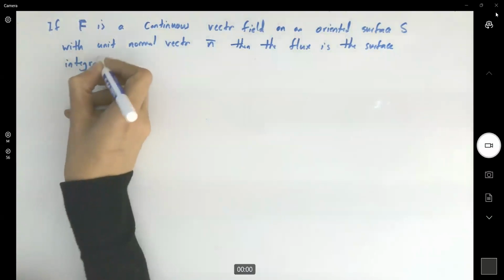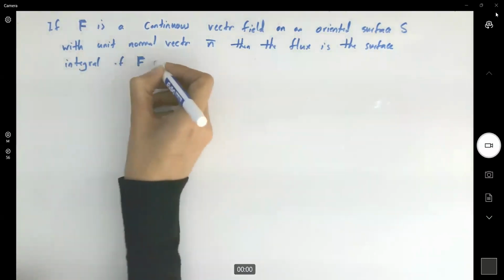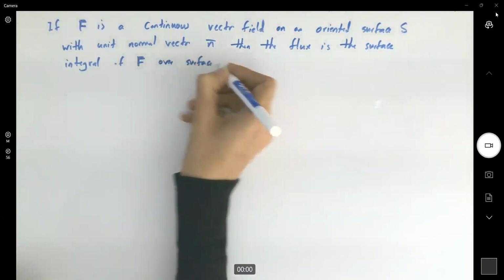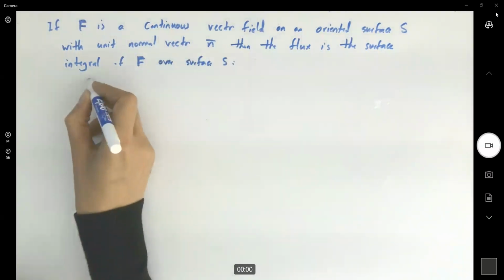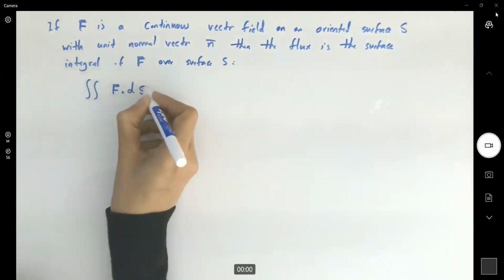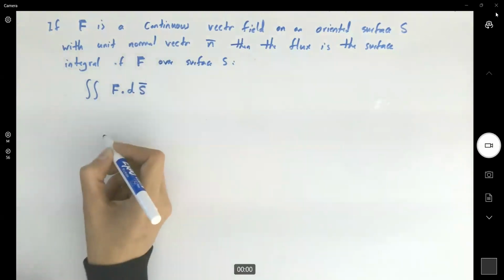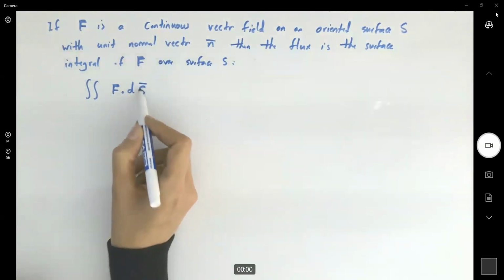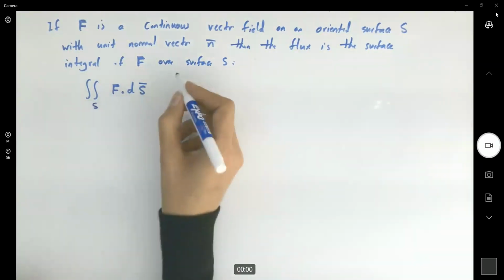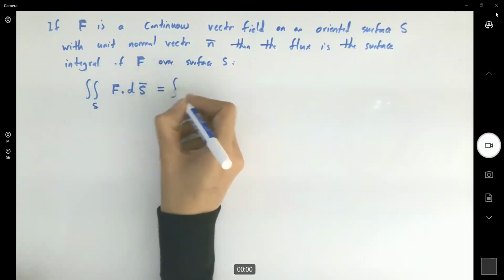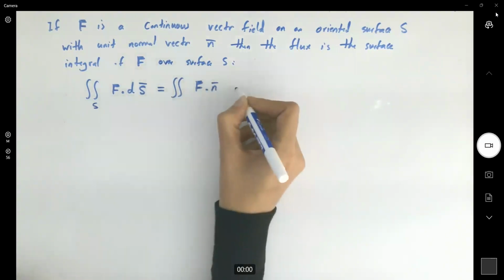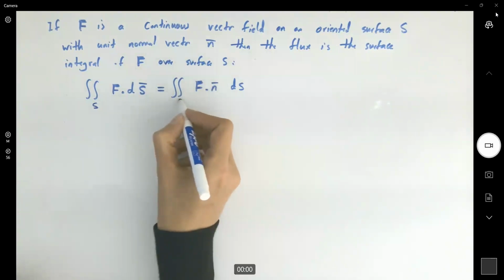Surface integral of F over surface S. The double integral F dot dS, I'm going to use a bar on top of S because we're going to represent this by a vector, and this is S, just giving the surface to you, is equal to the double integral of F dot n dS over S.